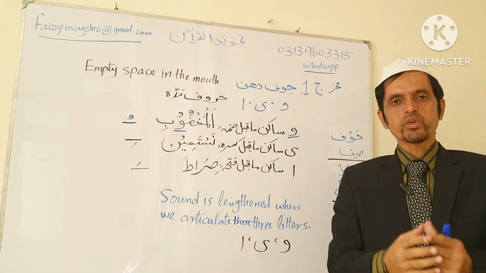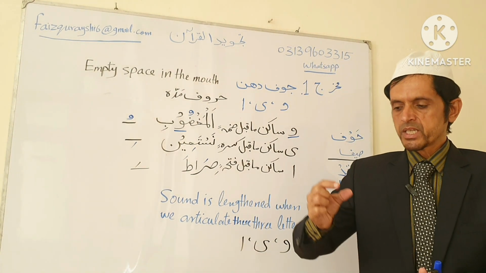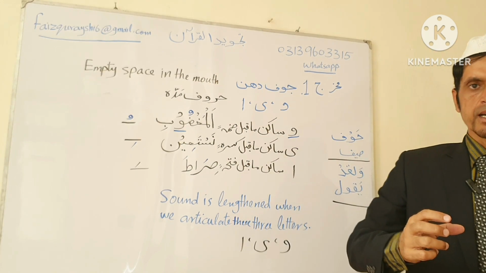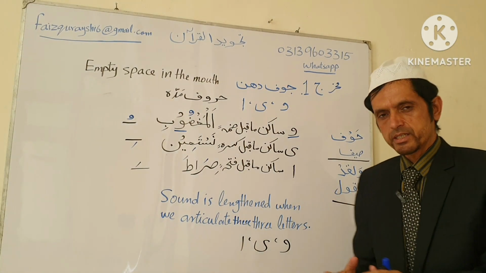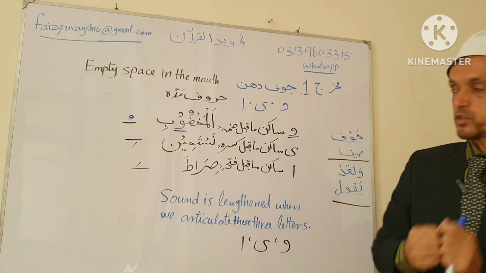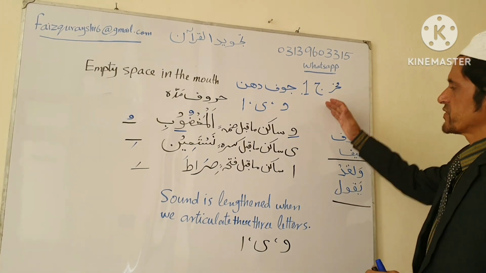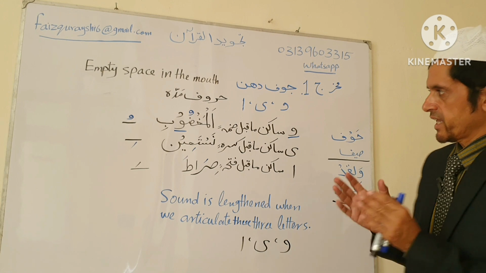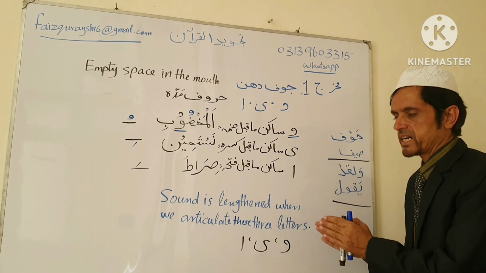Keep in mind that we have 17 Makharij. Makharij means the articulation points from which letters come out, or we articulate letters. They are called articulation points, and we can say they are Makharij. Makharaj is the singular of Makharij. So we have 17 Makharij, but we have 29 letters in the Arabic language. So we have more letters than Makharij.